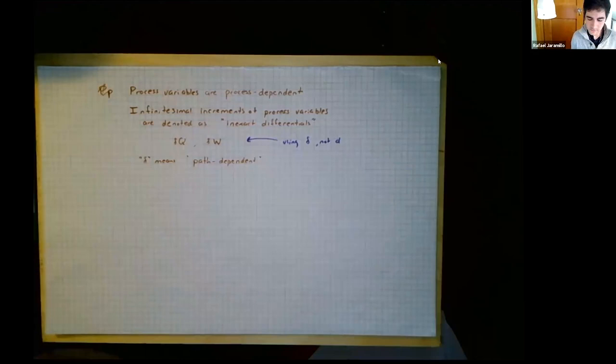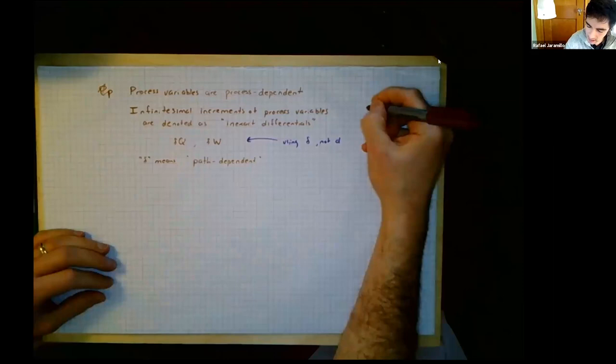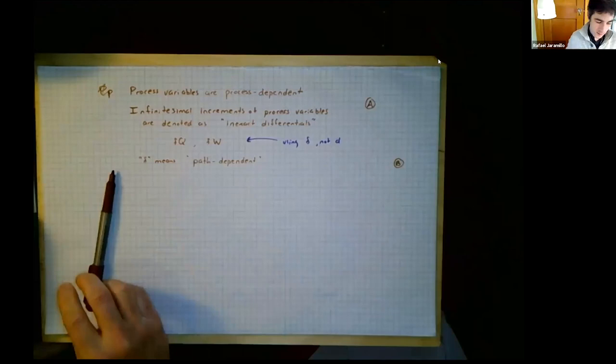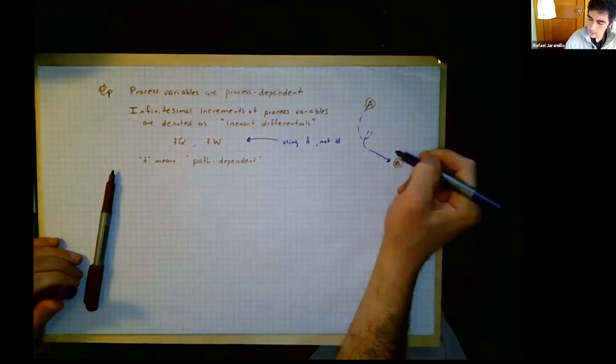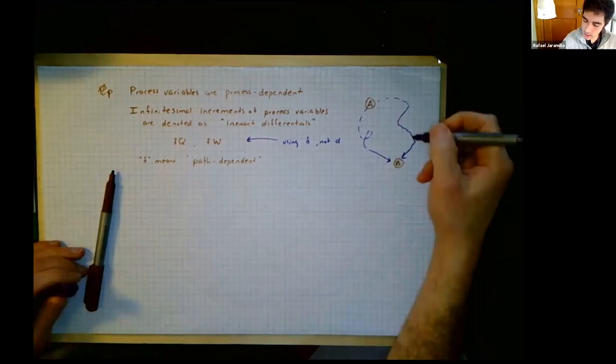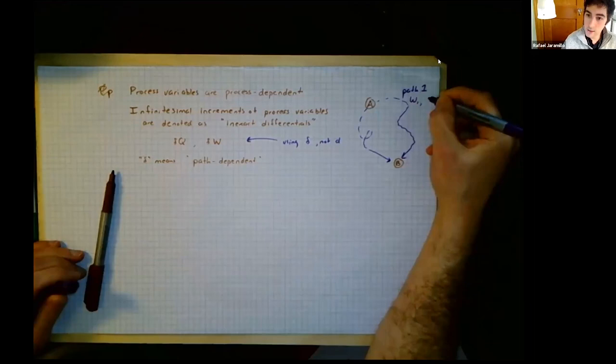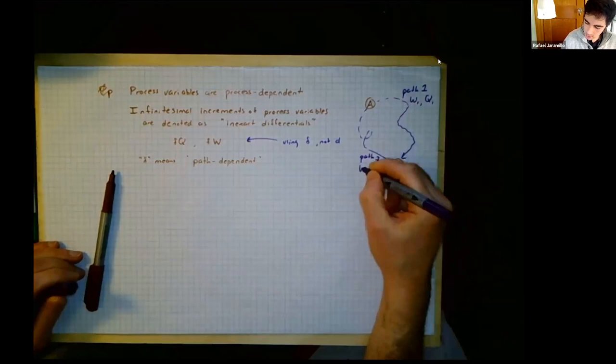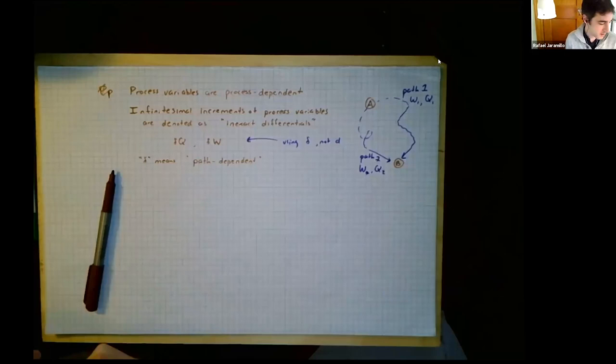So what is a process variable? If you have a state A and a state B, a process variable is a variable which depends on the process it takes to get from A to B. Right? So you might have path one with work one and heat one, and path two with work two and heat two. And those are different because they're not state variables. They're process variables.